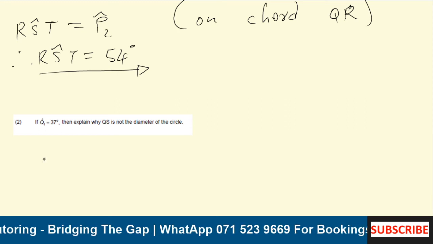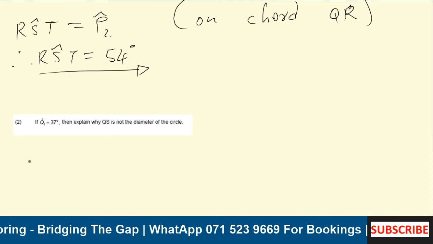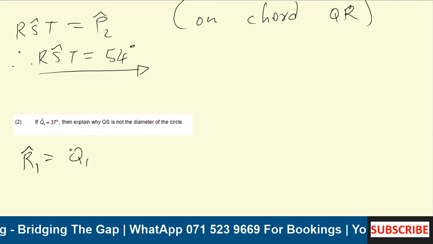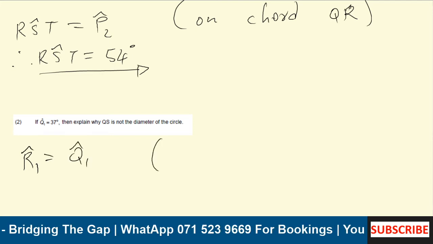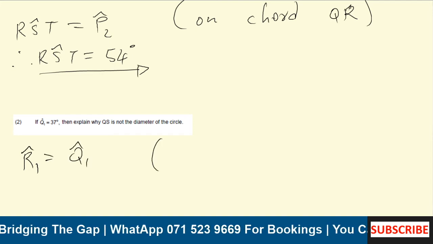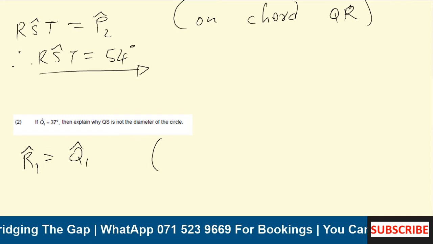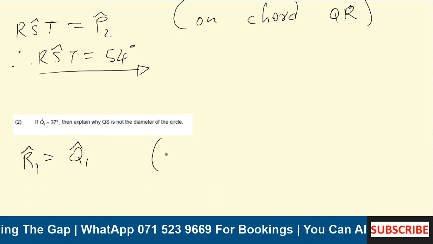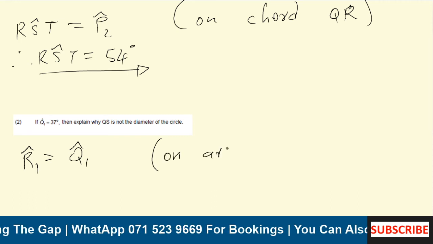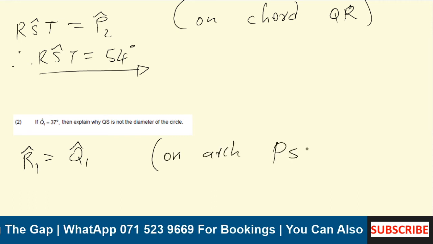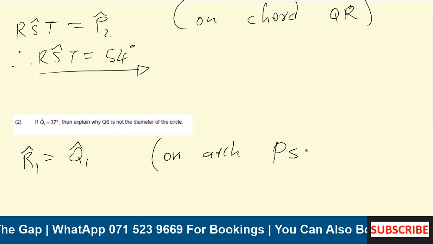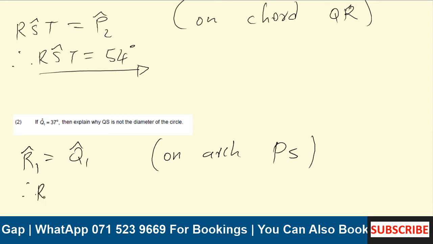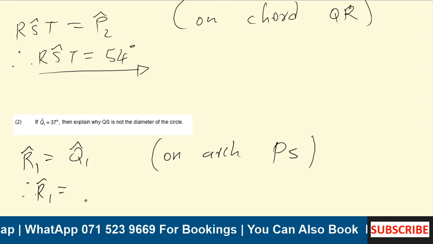When you look on the diagram, angle R1 equals Q1. The reason for this is that the two angles are subtended on arc PS. Therefore they are equal. So R1 is equal to 37 degrees.